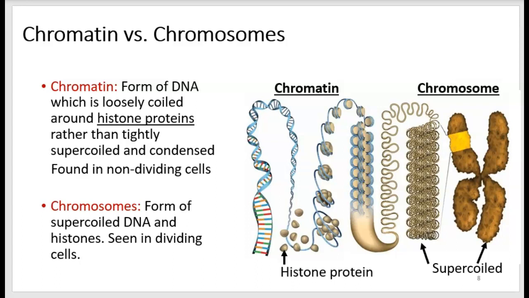But in a dividing cell, the DNA and histone proteins supercoil and become very tightly wound, and the chromosomes become compacted. The purpose of this is to prevent their fragmentation, because when a cell is dividing, the chromosomes get copied first, and then the copies have to be moved to two daughter cells. So fragmentation won't happen, or at least is least likely to happen.